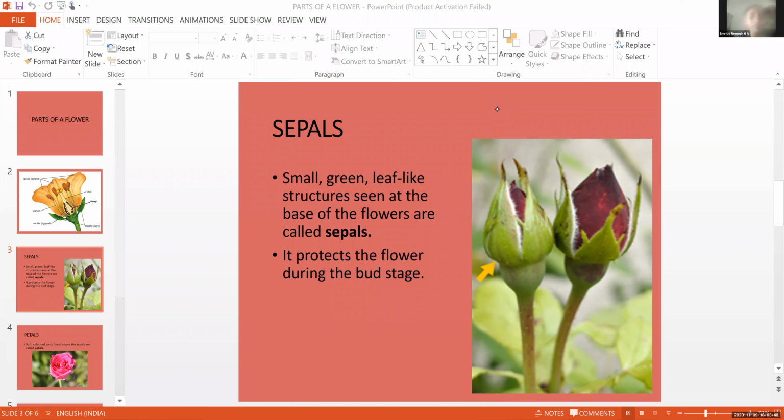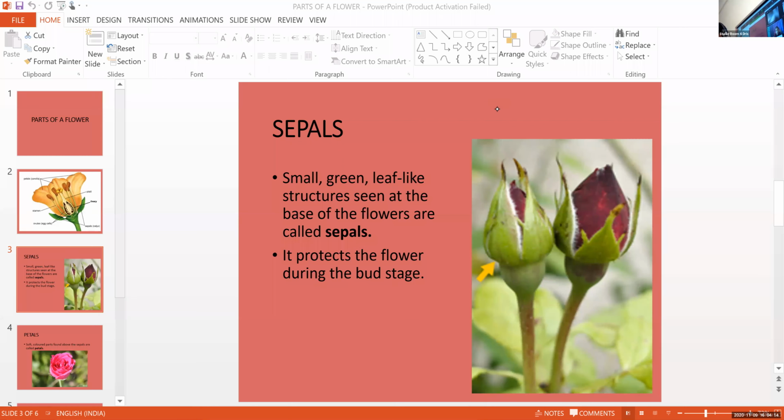When the flower is moving from the bud stage to the flower stage, during the bud stage, the sepals protect the flower. Or rather, you can write: the sepals protect the bud as such. Any doubt? Any other doubt? No, ma'am. Okay.